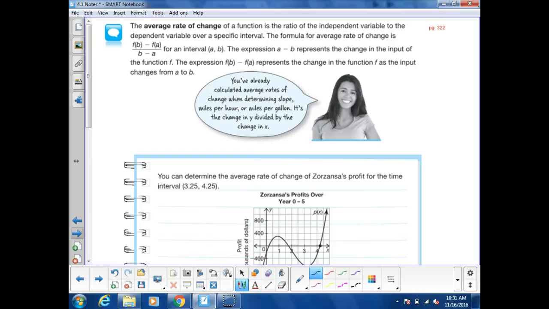The expression changing. This should be b minus a. Misprint. It is changed on yours? Yeah. Well, good. They made the change then. I took this from last year's book then.